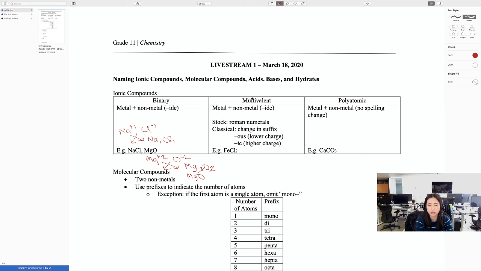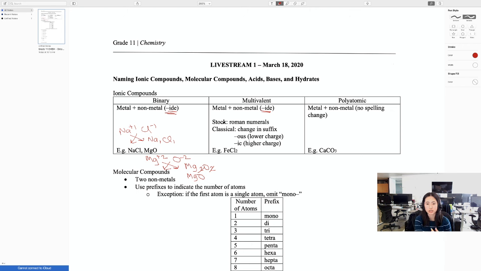Okay, so moving on to multivalent. So again, ionic compounds, as you notice, they're all a metal and a non-metal. Sorry, it's one metal plus another non-metal that forms an ionic compound. So here, we're still applying the change in spelling, so we add IDE as our suffix. And then there's two ways to actually name multivalent ionic compounds.